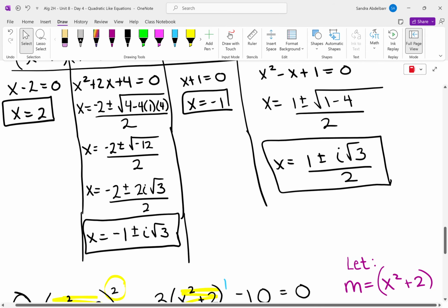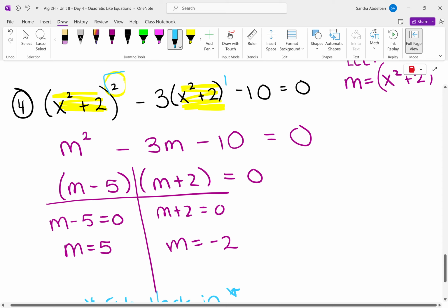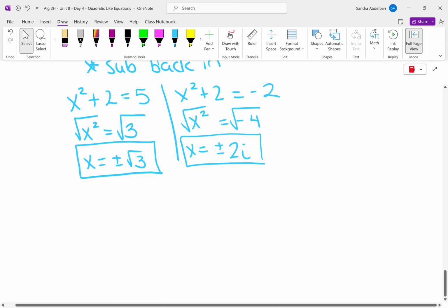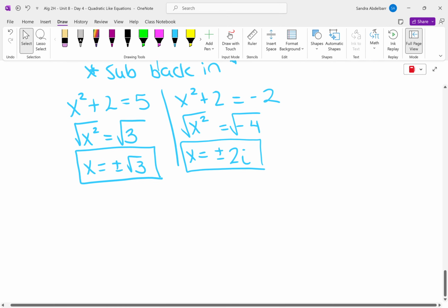How many solutions is this? 4. How come I have 4 solutions when this exponent is just 2? Any ideas, Layla? When you distribute the exponent, it's going to be x to the 4th. Good. If you were to FOIL these out, wouldn't the biggest exponent be x to the 4th? Right, so that means a degree of 4.